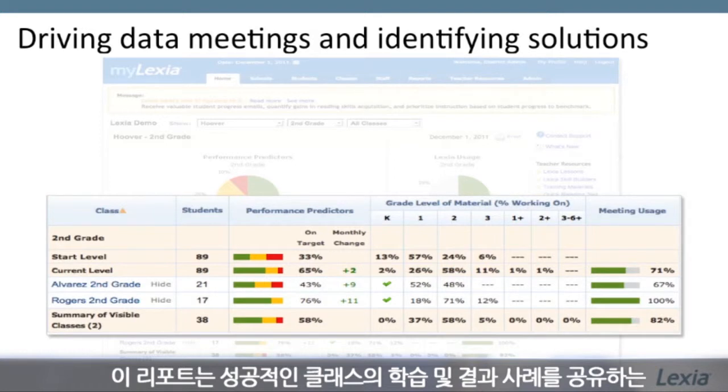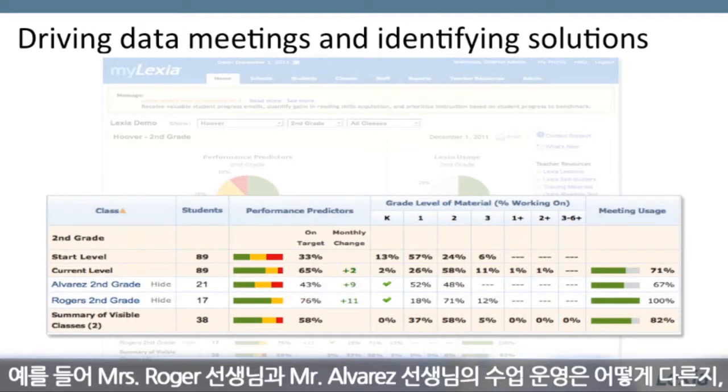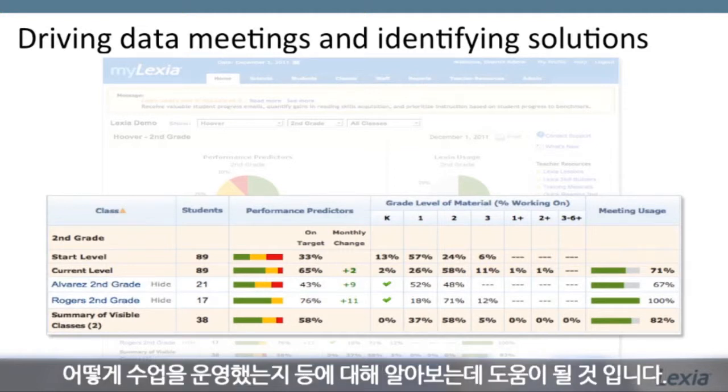This report can be used in data meetings to help grade level teams review data and share best practices. For example, what is Mrs. Rogers doing differently that Mr. Alvarez can emulate? How does she structure her school day to ensure that students receive their recommended minutes on the software? How is she leveraging the structured instructional materials to meet each student's needs?